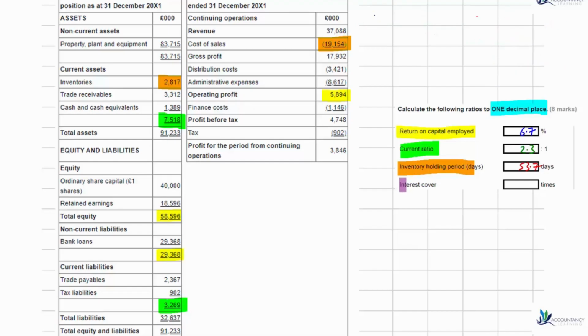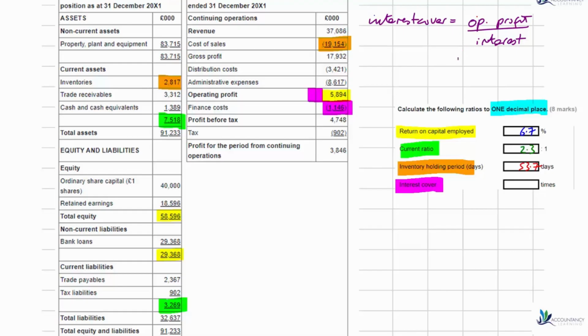And finally, we're asked to calculate the interest cover. This is calculated by taking our operating profit and dividing by our finance costs. Notice that we're using the profit figure that appears before we pay that interest. We need to be careful with that because some people use the profit after paying, but we want to know, do we have enough profit to be able to cover those interest costs?